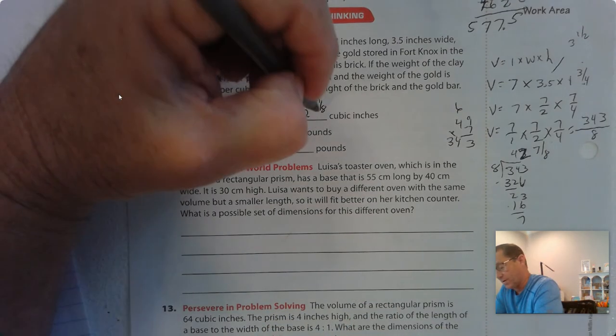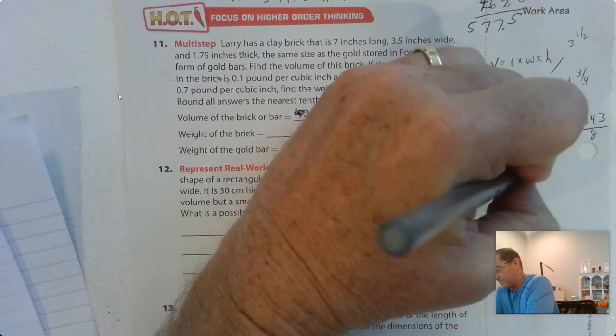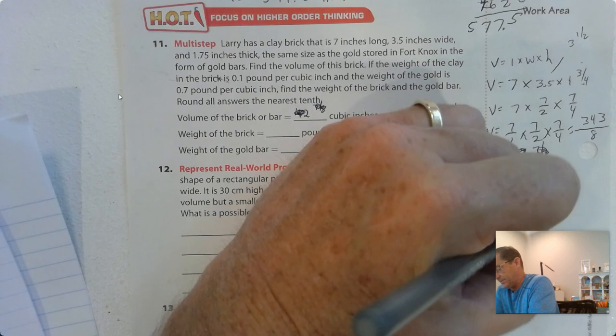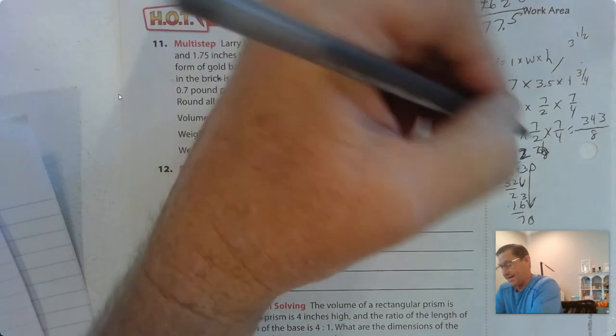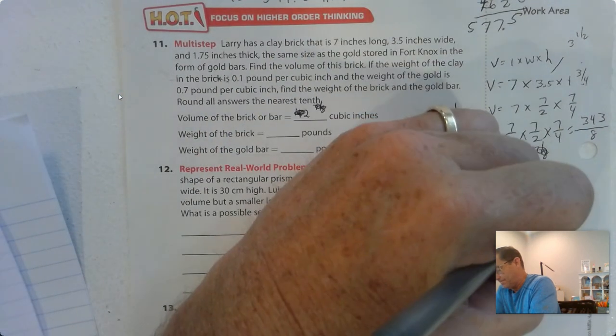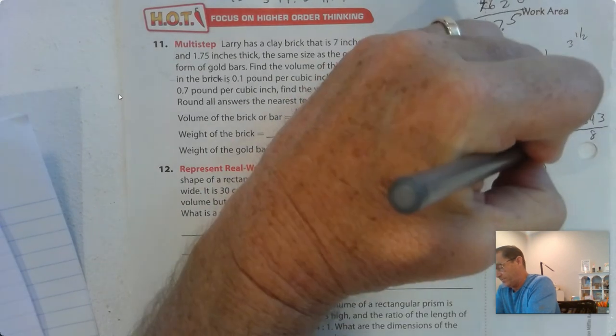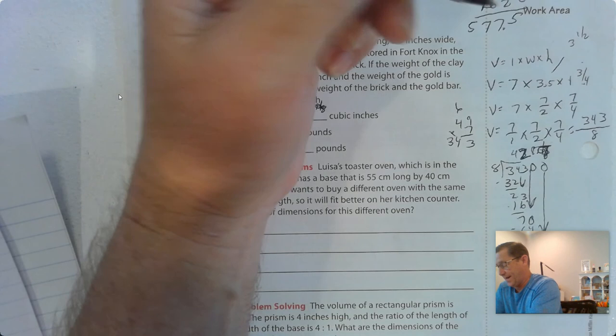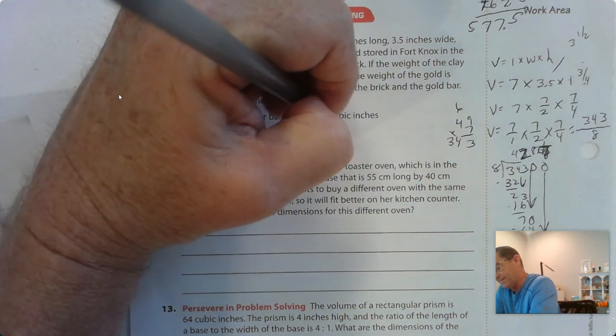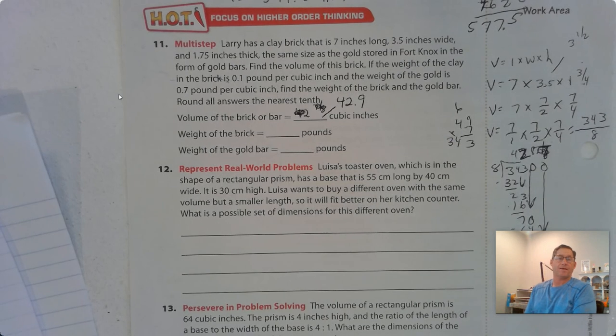Oh, I'm sorry, we're supposed to round to the nearest tenth. All right, so let's put a decimal point, bring down the 0. 8 times 8 is 64. Subtract, we get 6, bring down the 0. So 42.87, so 42.9 cubic inches. What's the weight of the brick?